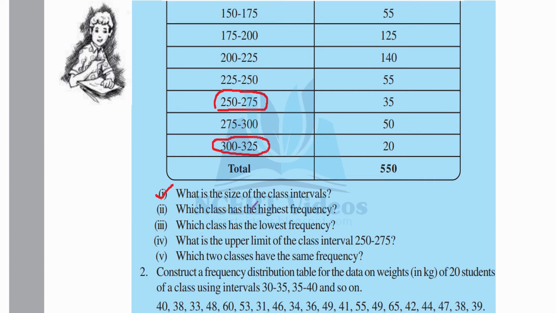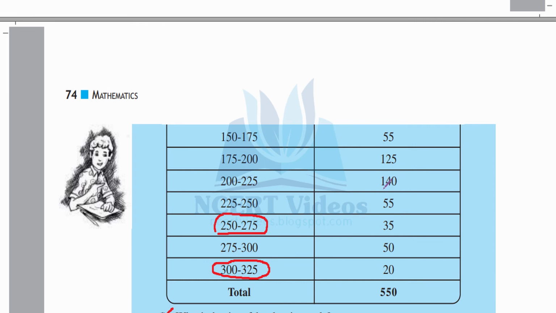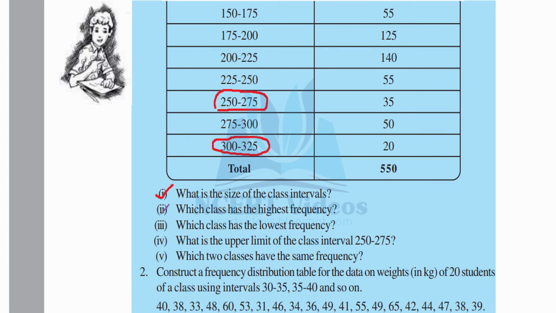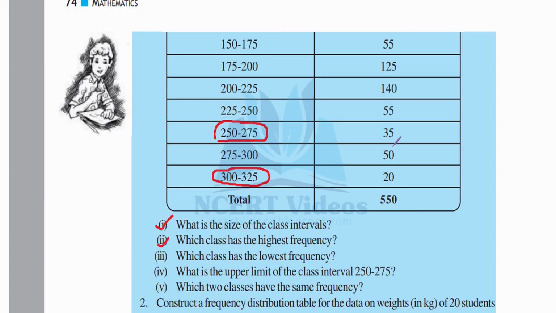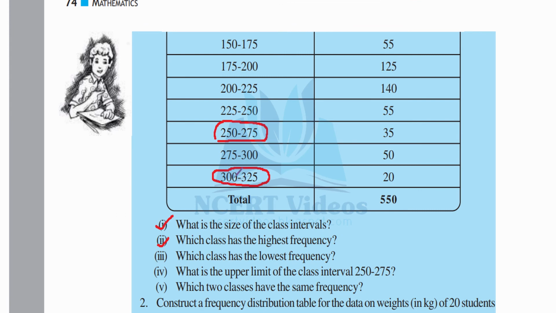Second one is which class has the highest frequency. Clearly, when we visualize the frequency, we see 140 that corresponds to 200 to 225 has the highest frequency. Third one, which class has the lowest frequency? Well, 20 seems lower. Well, we observe, yes, 20 is the lowest and it corresponds to 300 to 325. So this class has the lowest frequency.